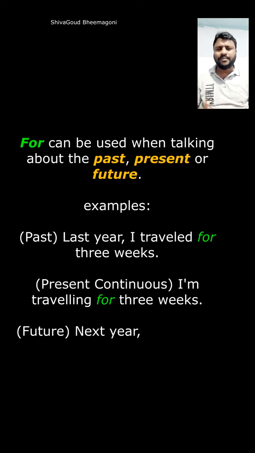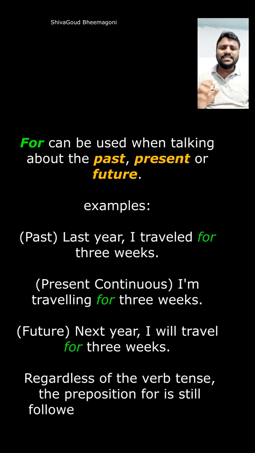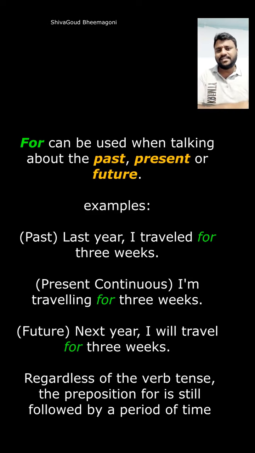Let us see a few examples. Past tense, I traveled for 3 weeks. Present continuous, I am traveling for 3 weeks. Future, next year, I will travel for 3 weeks. Regardless of verb tense, the preposition is followed by a period of time. This is what we talk about for.